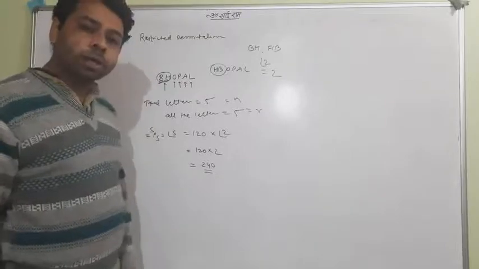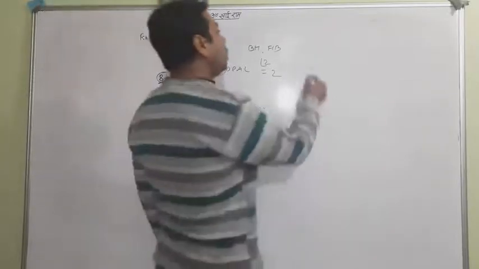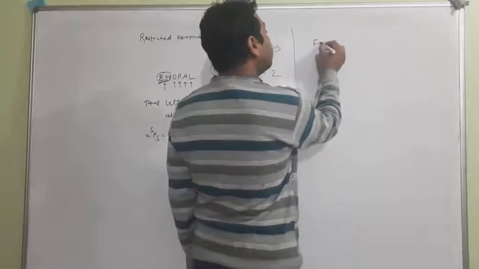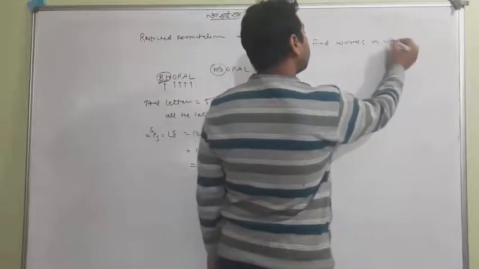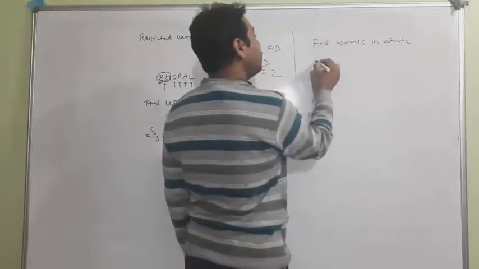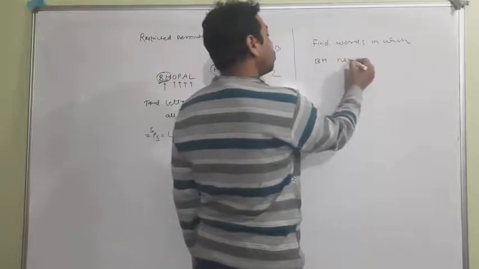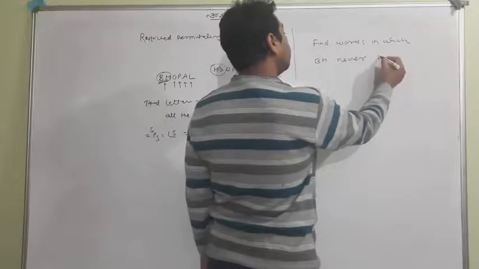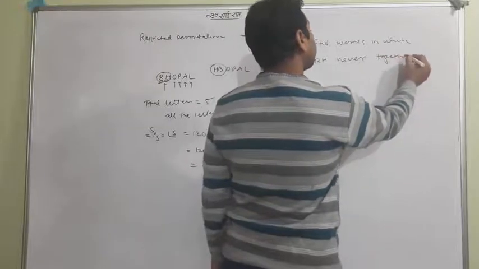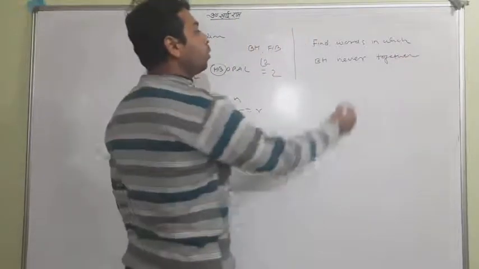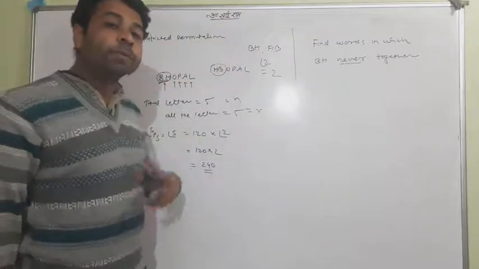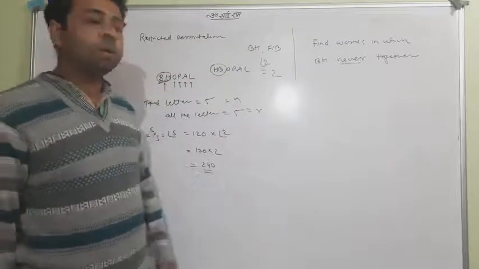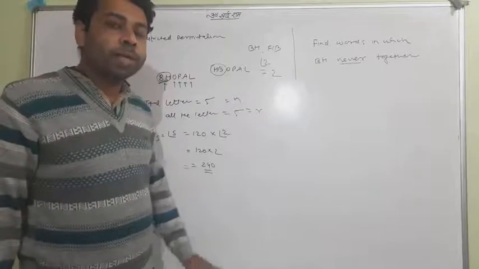Hope you got it. One question may also occur: find the permutations in which, look very sincerely, BH never comes together. Very good. Never together. That's a very important word. These are the words where they are always together. Now we have to find never together. So what idea comes to your mind?